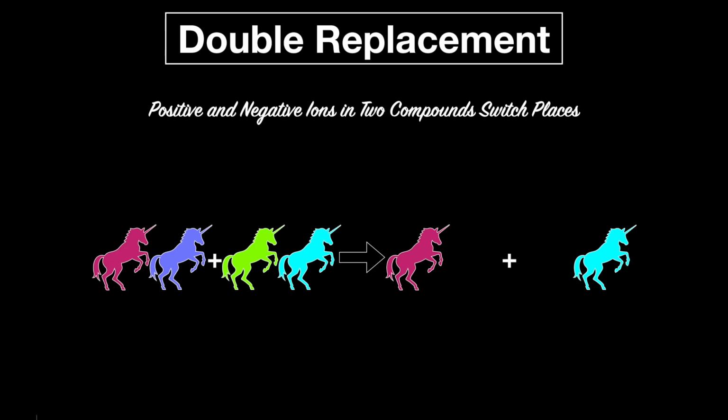So we have the purple and the pink unicorn that are bonded together, and we have the green and the blue unicorn that are bonded together. Now these ions are going to switch places, so now the pink unicorn is bonded to the green unicorn, and now the blue unicorn is bonded to the purple unicorn. This is a double replacement reaction, and this is the most complicated reaction that we've really gone through and talked about.